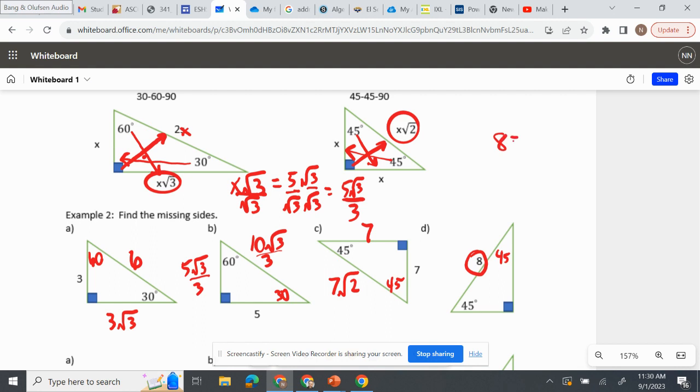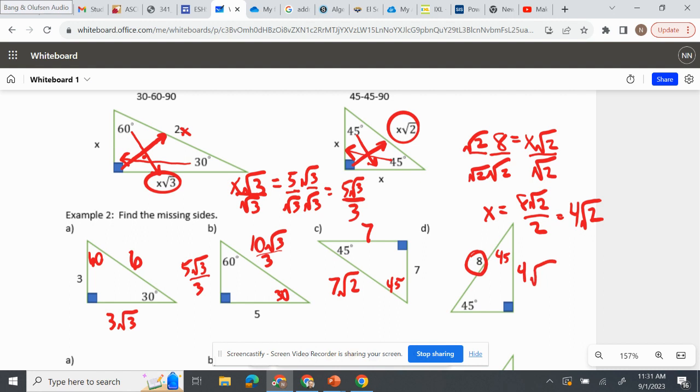So we have 8 is equal to x rad 2. We're solving for x, so we divide by the square root of 2. We rationalize it because we can't divide by a square root. So that gives us x equals 8 rad 2 over the square root of 4, which of course is 2. And that simplifies to 4 square root of 2. Now, if one side is 4 square root of 2, then the other 45-degree side is also 4 square root of 2.